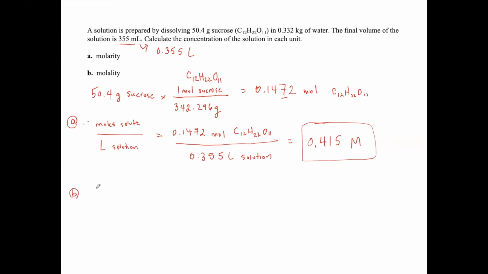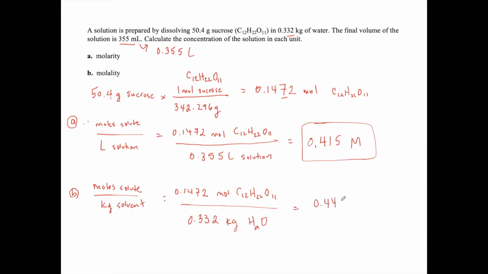For part B, molality, again, moles of solute over kilograms of solvent. Okay, so again, 0.1472 moles of sucrose. And we've got 0.332 kilograms of water. Little m. My little m and my big M don't look very different from each other, but please keep in mind that is a little m.